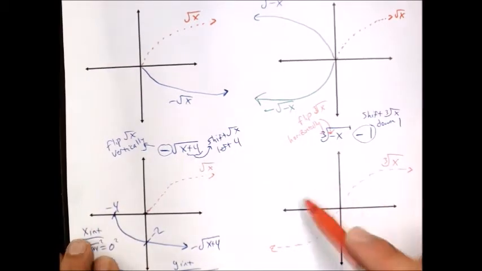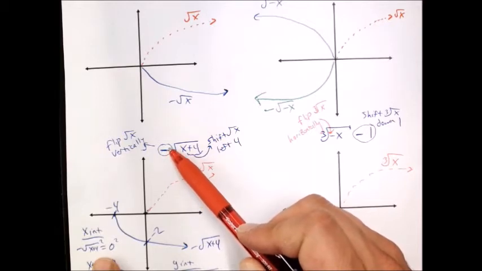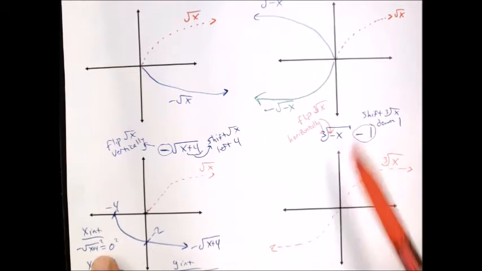Again, just compare it to the last one. This negative sign on the previous one was outside the root. That's what flipped it vertically. This one is inside the root, which is what flips it horizontally. Notice the difference there.